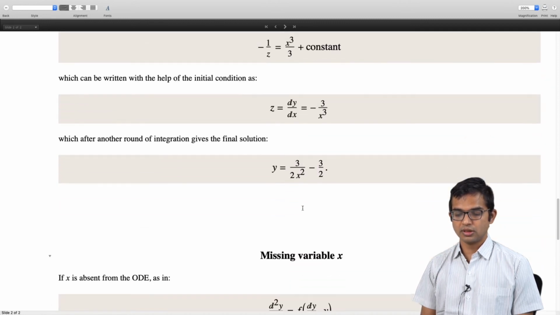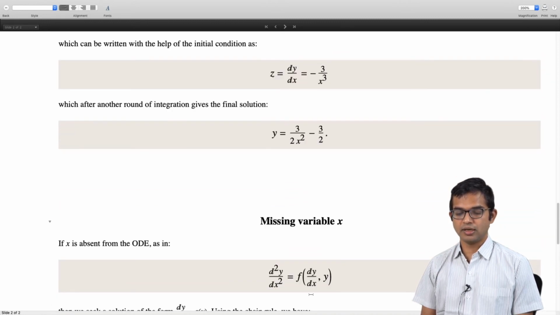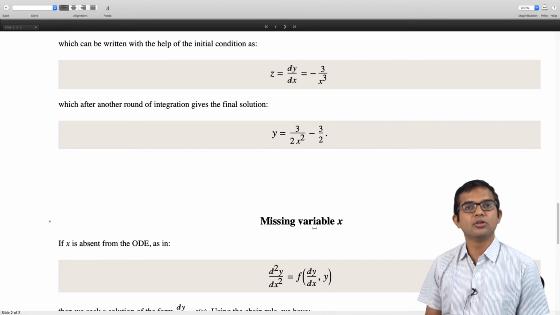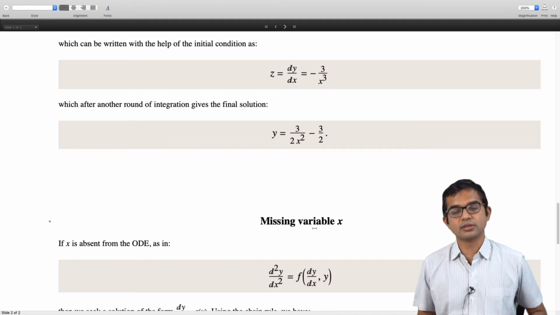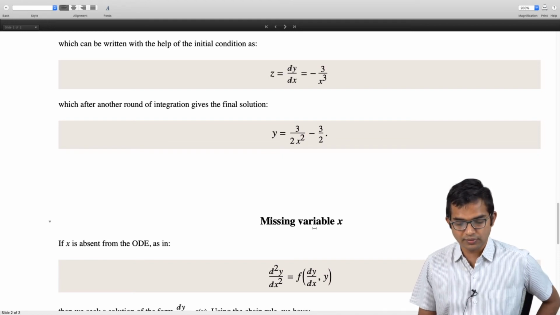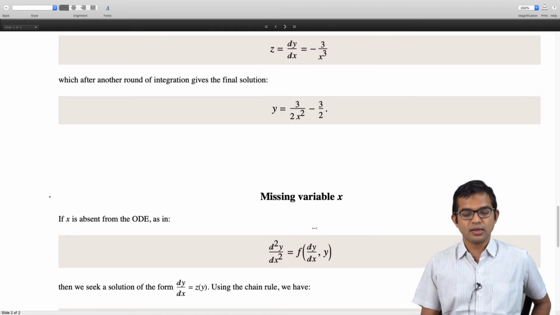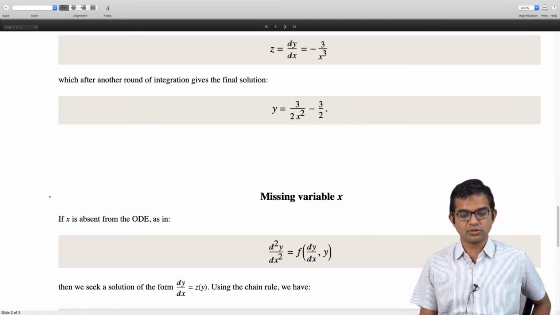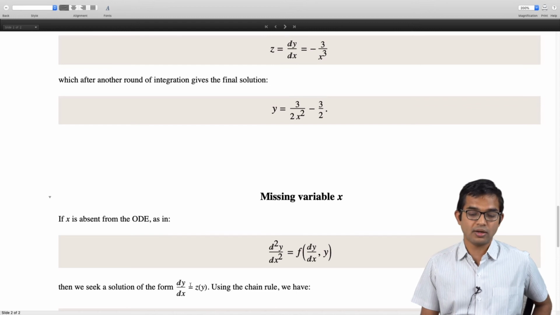So you're allowed to have dy by dx and y. It can be a function of these two, and this can be considered or treated as a first order differential equation. So with the help of the same substitution, but with a slight modification, we seek a solution of the form dy by dx. This is to be treated now as z as a function of y, not as a function of x like we were doing earlier, right?